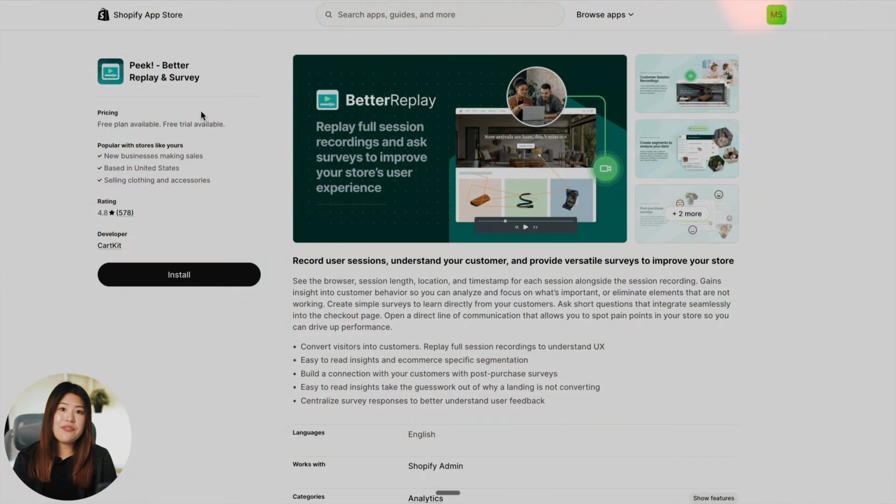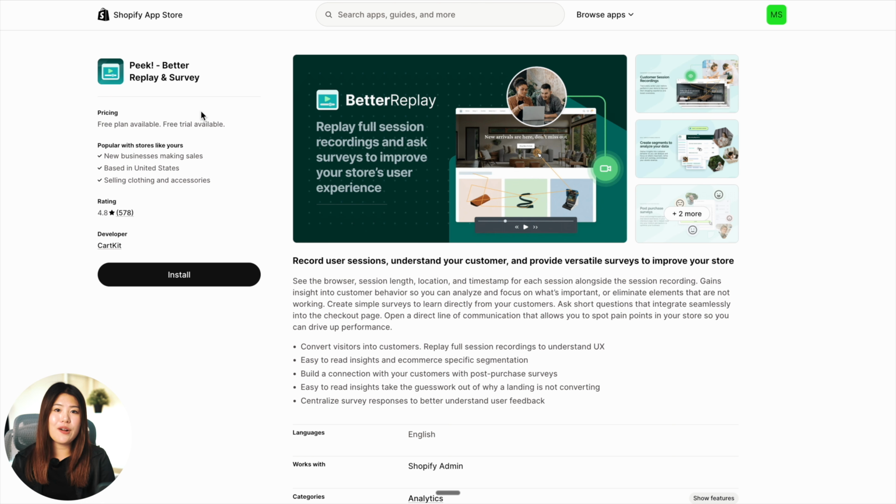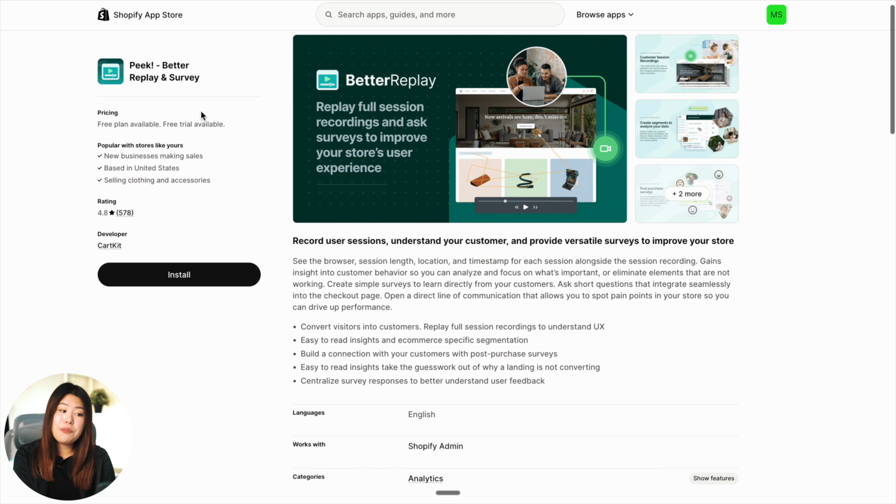Number 5 is Peak, and this one is all about understanding why people aren't buying, because most people think that their problem is traffic or they think it's their product, but a lot of the time, the real issue is that something on your site is confusing, slow, or just not working the way you think it is. And Peak shows you that.